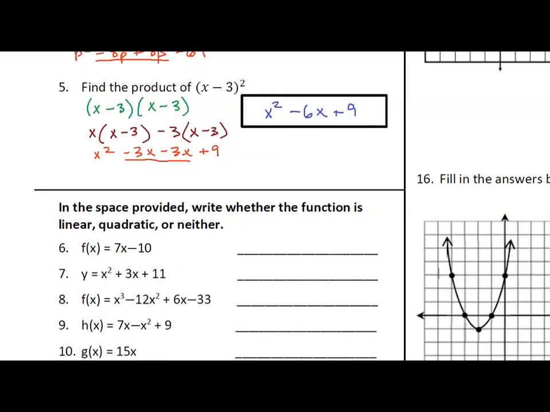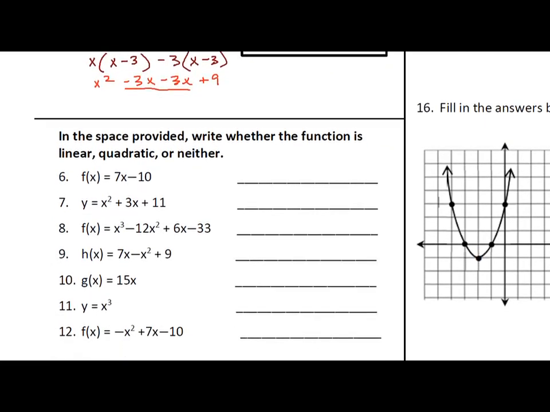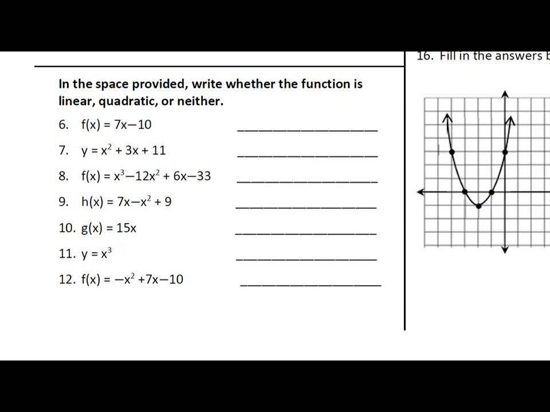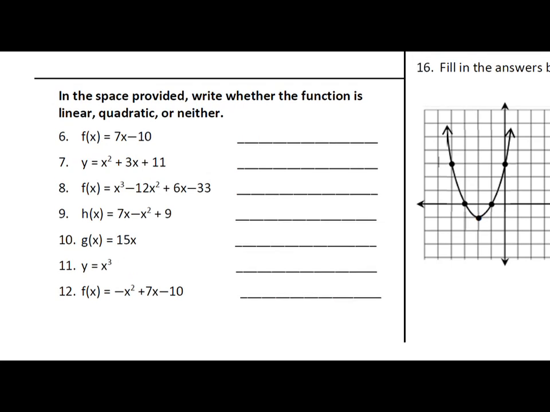We're up to question number 6 on our quadratic functions test review worksheet. In the space provided, write whether the function is linear, quadratic, or neither. Alright, let's remember how we know these. Linear is going to have its highest exponent be 1. Quadratic, highest exponent is 2, and then everything else, so we'll put neither, its highest exponent is going to be 3 plus, so 3 or more.